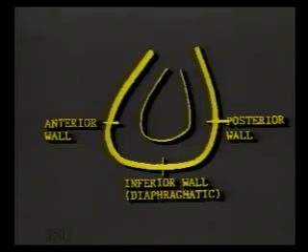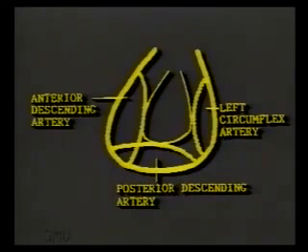The anterior wall is supplied by anterior descending branch of the left coronary artery. Posterior wall is supplied by the left circumflex branch of the left coronary artery. And the inferior wall is supplied by the posterior descending branch of the right coronary artery.